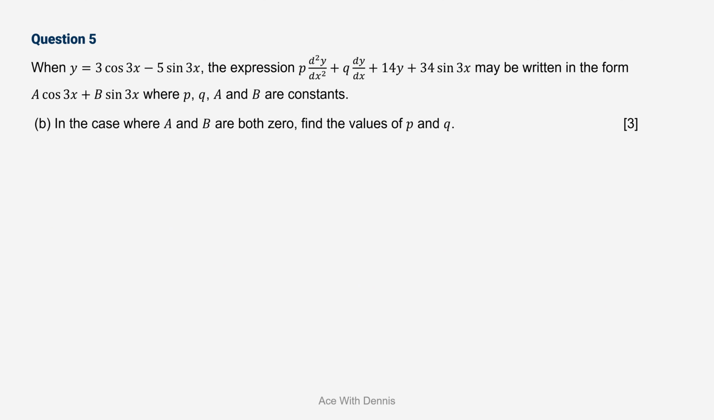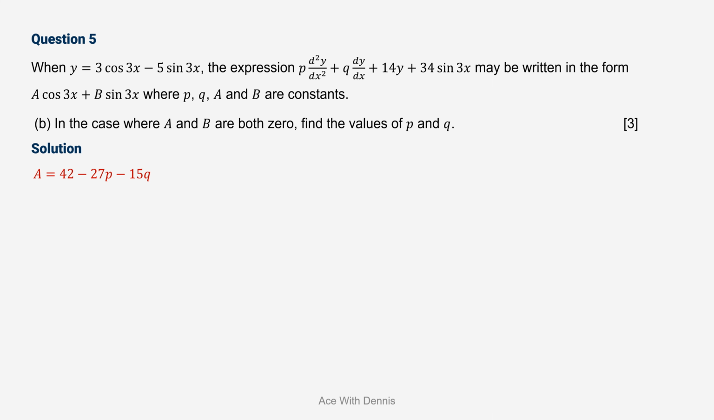B. In the case where a and b are both 0, find the values of p and q. 3 marks. So for this question, we want to find two unknowns. Therefore, we need to form two equations and solve simultaneous equations to find the values of p and q.